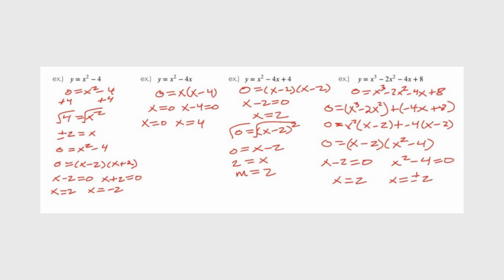But in the next example, as we go ahead and factor this, we recognize that this is a perfect square trinomial. So when you factor it, you get (x minus 2) squared, and that is what we call a repeated factor. It's a repeated zero.